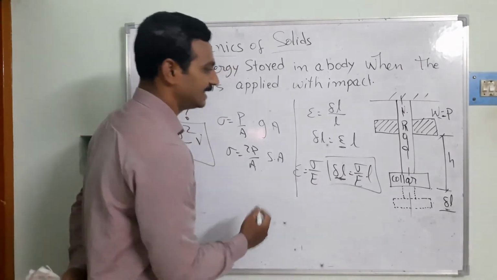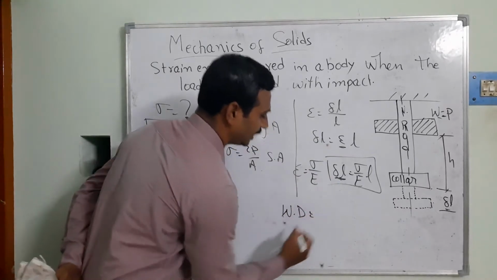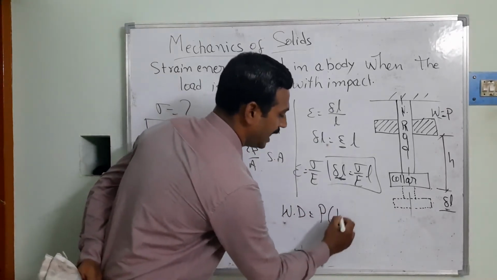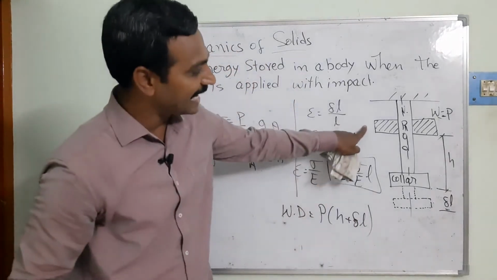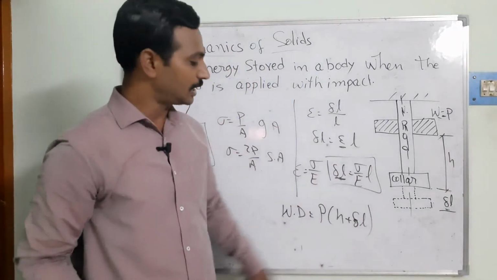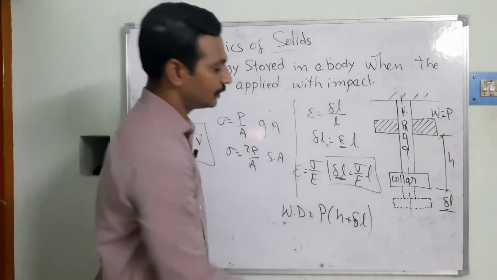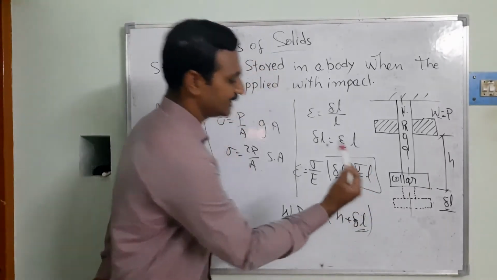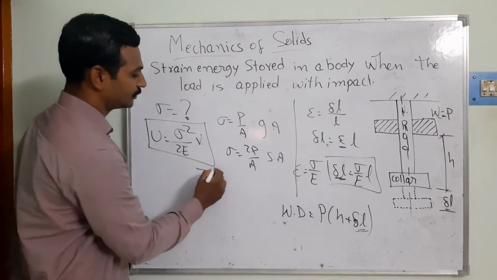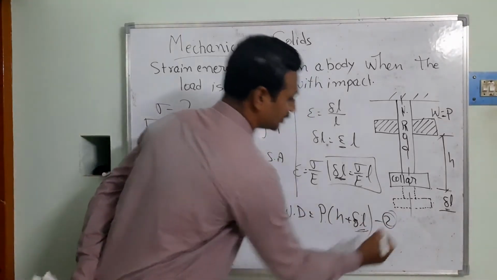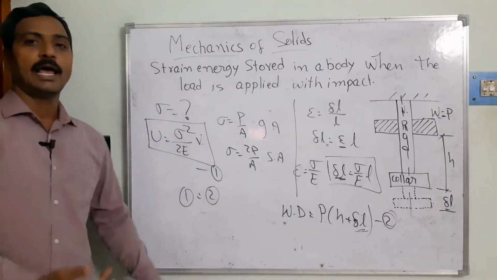Now I am going to consider the work done by the load. We know the work done by the load is P into H plus del L, right? This is the distance that the load has traveled from this position to this position. So that's why I have taken WD is equal to P into (H plus del L). Then I am going to substitute del L in this equation, right? This is the strain energy equation, this is the first equation, and this is the second equation. I am going to equate 1 and 2 so that I can derive the equation.